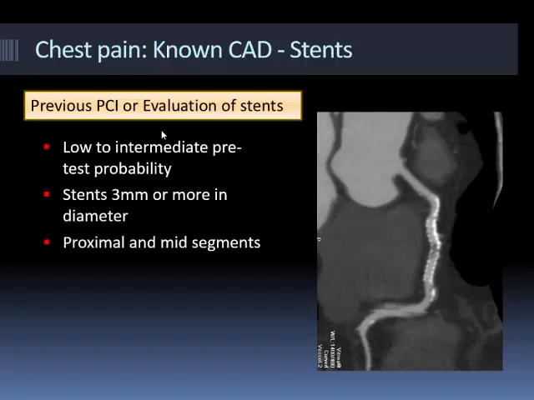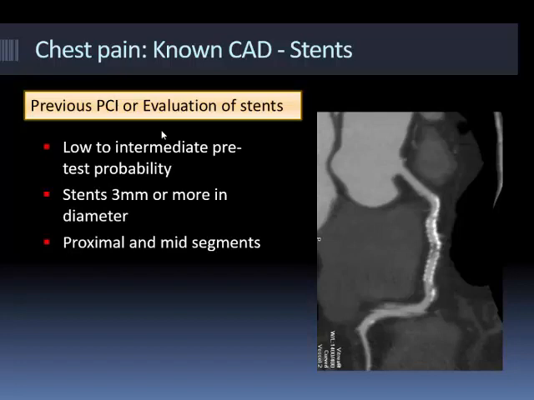Where it can be very helpful, and certainly where Taryn uses it and where we started using it, is, for example, in patients who've had stenting of the left main stem or the proximal LAD, which have been very difficult, and the cardiologist wants to make sure that the stent's okay at a later date, even though they may be asymptomatic.